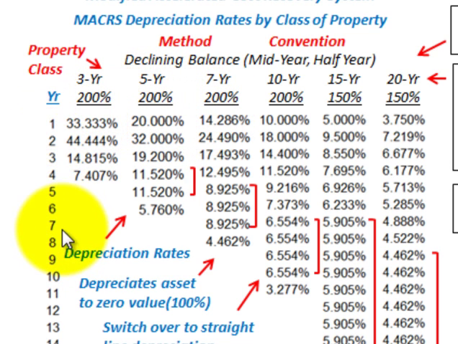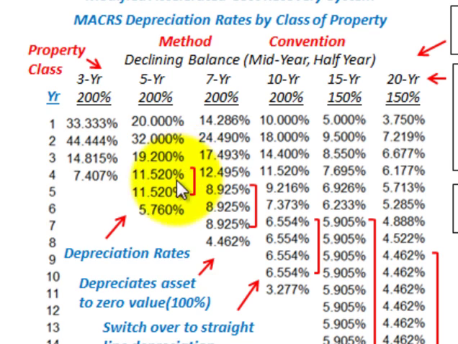So we've got our years, and then for each year we have the percentage of depreciation allowed. The point we want to make is that these are our depreciation rates by year that are allowed, and then we depreciate our asset to a zero value. See, these tables are set up such that whatever property class or asset you have, it depreciates down to a zero value. There's no salvage value. It's totally depreciated down to zero.